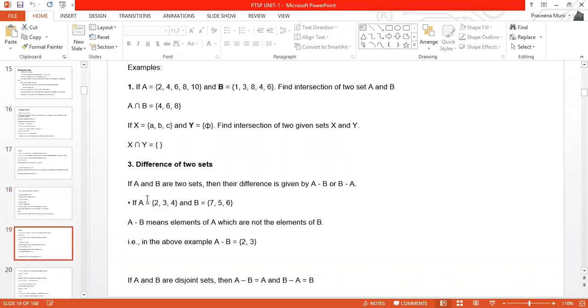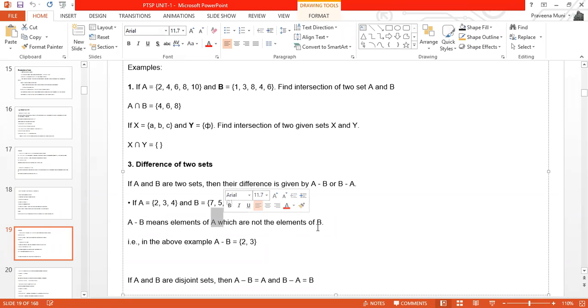Now we'll find out what is the difference of two sets. If A and B are two sets, then the difference is A minus B or B minus A. How do you write the difference? A minus B or B minus A. What is A minus B? A minus B means the elements of A which are not the elements of B. A minus B is nothing but the elements of A which are not the elements of B.